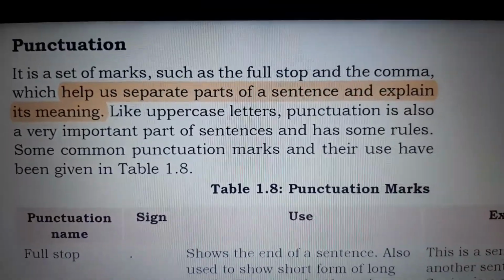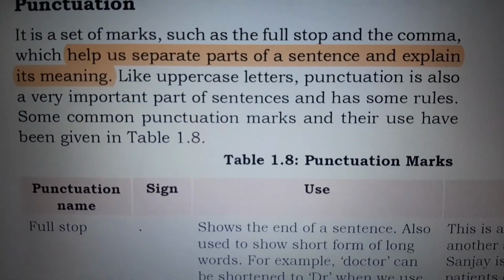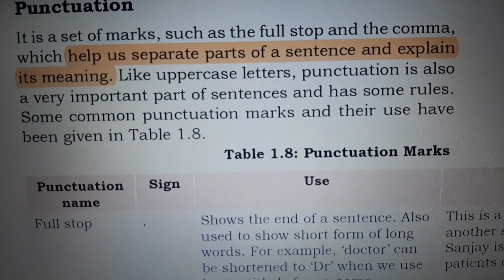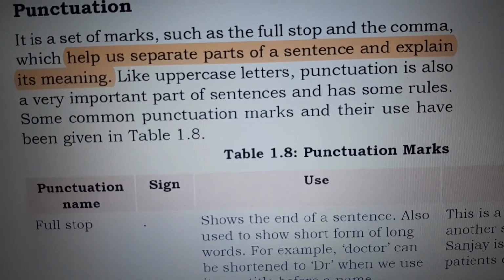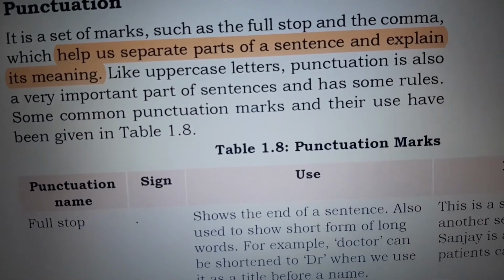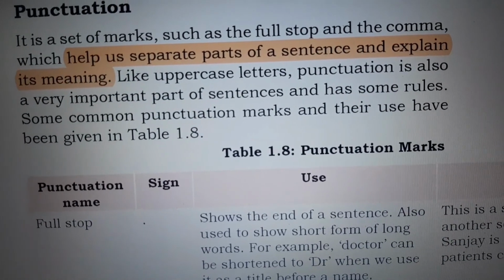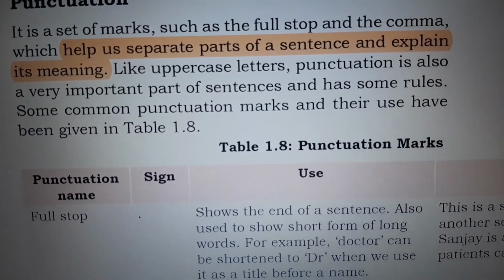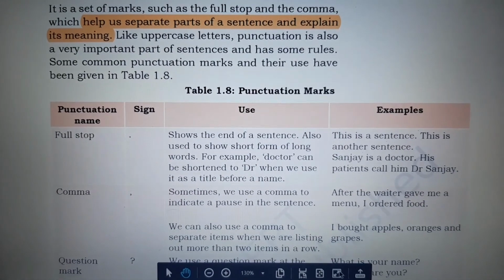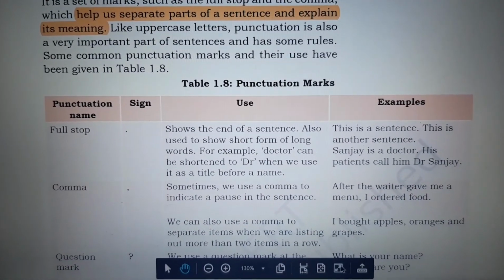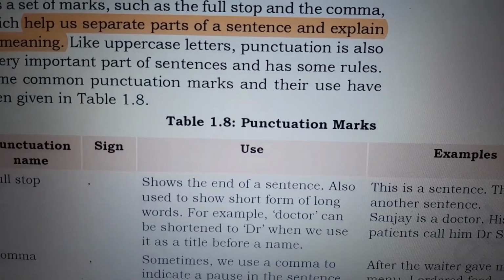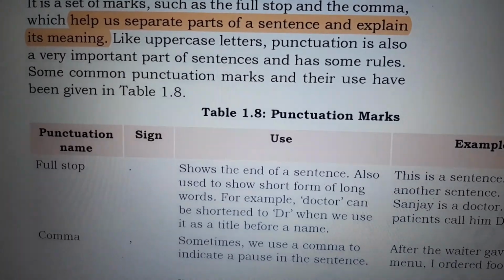Now it's the turn of punctuation. What is punctuation? Punctuation marks are symbols that help us organize and structure our sentences. It means the correct use of full stop or comma in our writing. It helps us separate parts of a sentence and explain its meaning. We all know different punctuations like full stop, comma, question mark, exclamation mark, and apostrophe. First, coming to the full stop, right? A full stop shows the end of a sentence. For example, he is a good doctor.